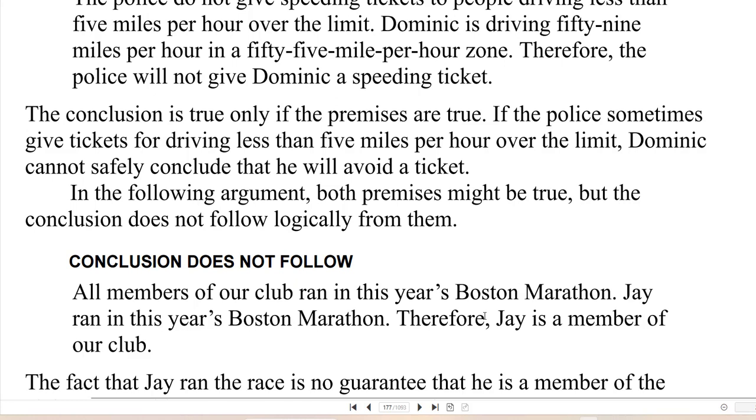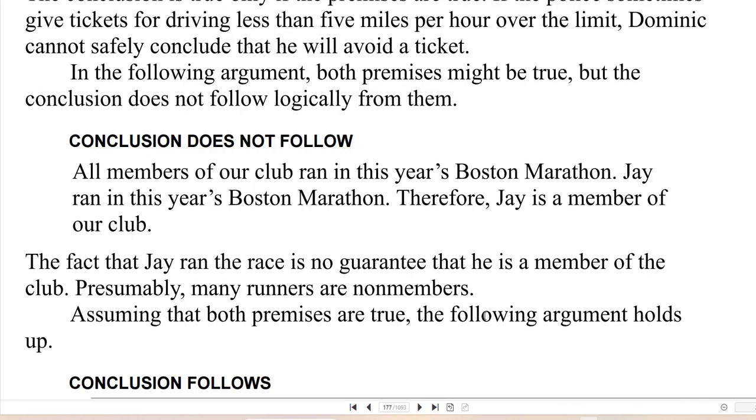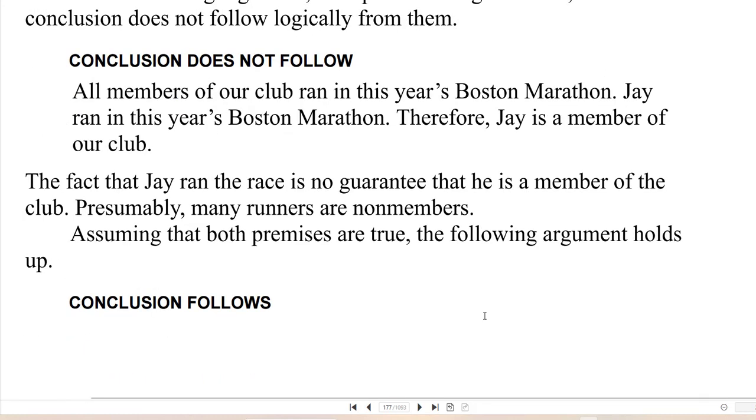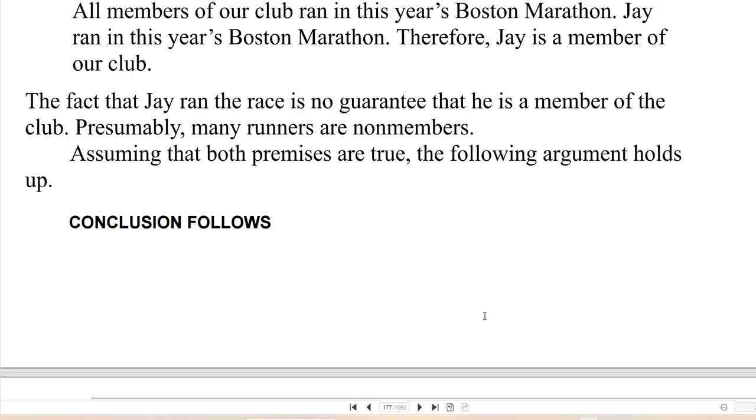In the following argument, both premises might be true, but the conclusion does not follow logically from them. All the members of our club ran in this year's Boston Marathon. Jay ran in this year's Boston Marathon, therefore Jay is a member of our club. The fact that Jay ran in the race is no guarantee that he is a member of the club. Presumably many runners are non-members. Assuming that both premises are true, the following argument holds up.